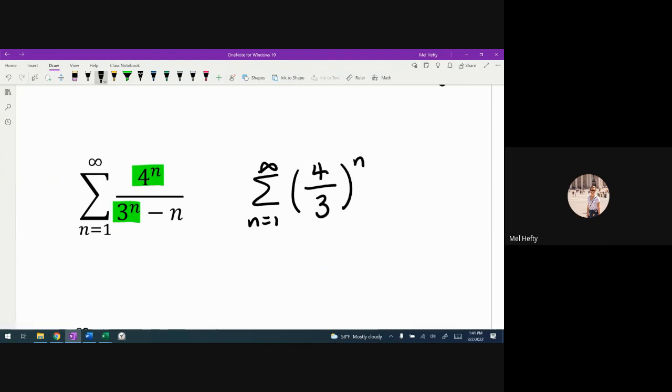Yeah. So you said this is geometric. What do I look at for geometric? Absolute value of R. In this case it is 4/3. Why do I care? So this does what?